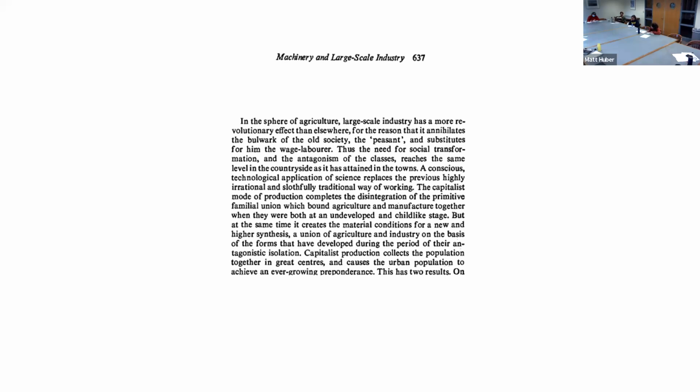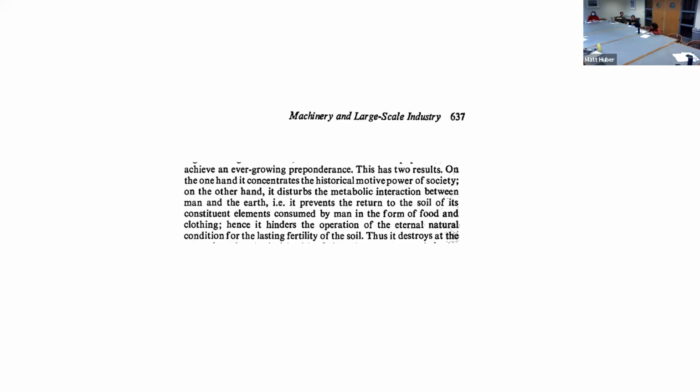But capitalist production collects the population together in great centers and causes the urban population to achieve ever greater preponderance. By the way, this has happened in China just in the last like 40 years. The percent of the population that's urban has just skyrocketed, and the countryside has become depopulated. So this has 2 results. On the one hand, it concentrates the historical motive power of society. On the other, it disturbs the metabolic interaction between humans and the earth.